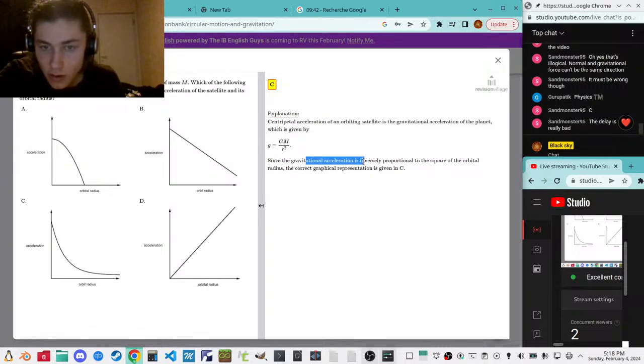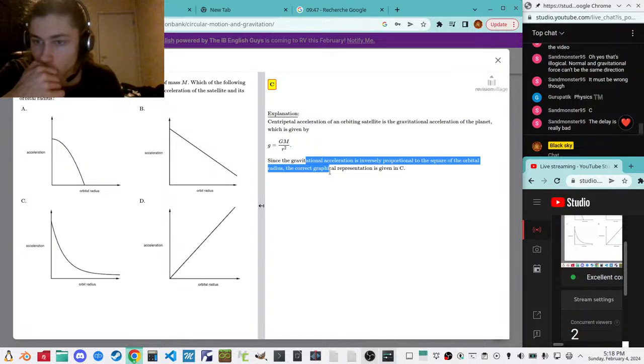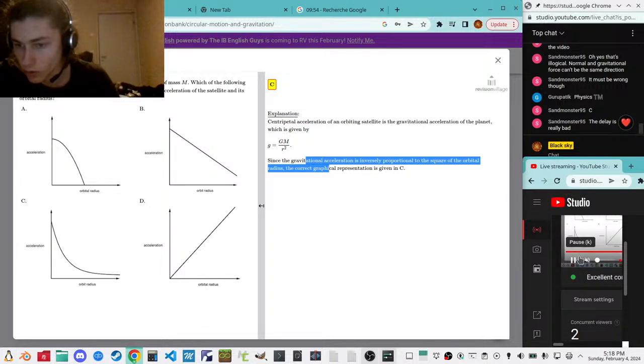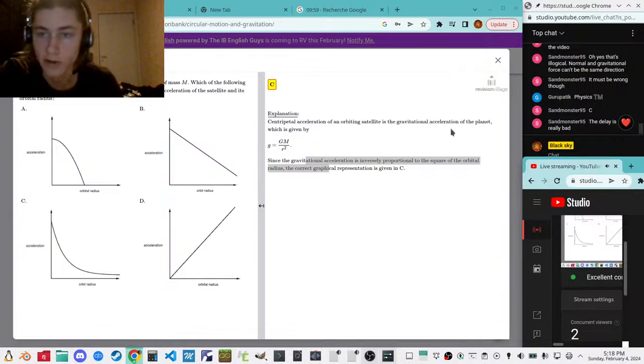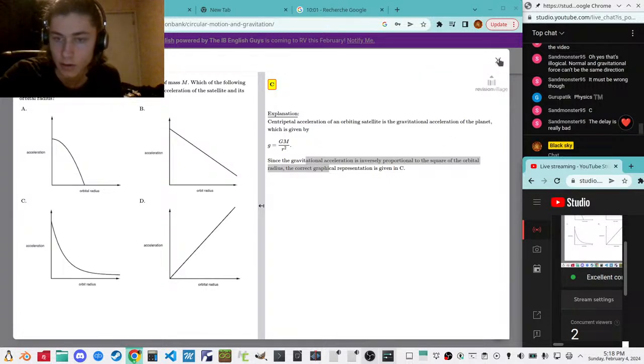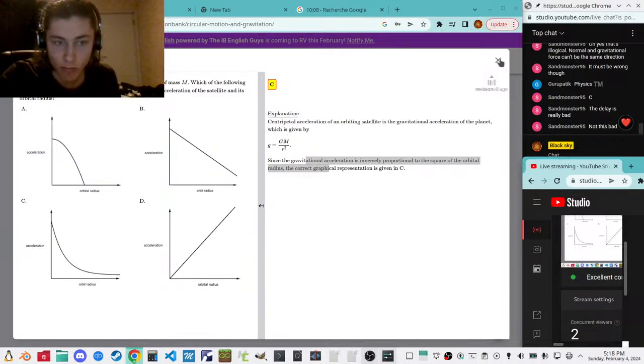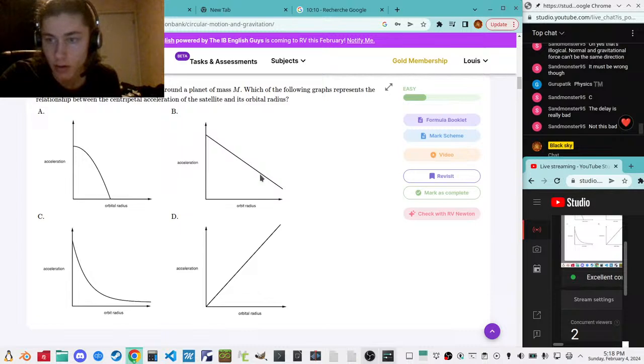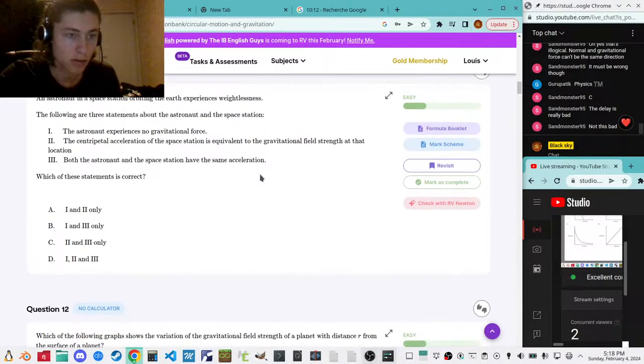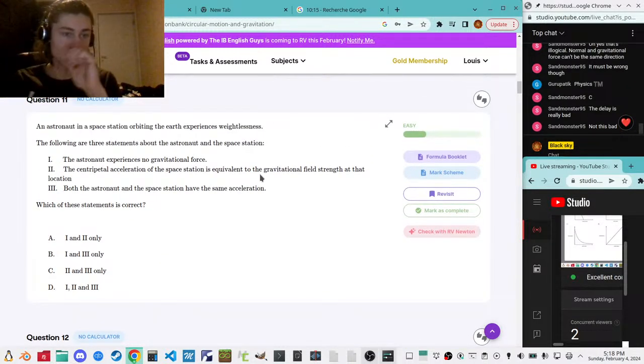Since the gravitational acceleration is inversely proportional to the square of the orbital radius. What do you mean the delay is really bad? Oh, in the comments you can see the delay. True. Yeah, but it's always bad, isn't it? Well, my delay of the sound isn't bad. Not this bad. Yeah, see, the delay's not too bad.